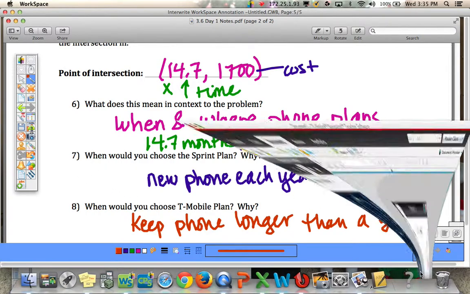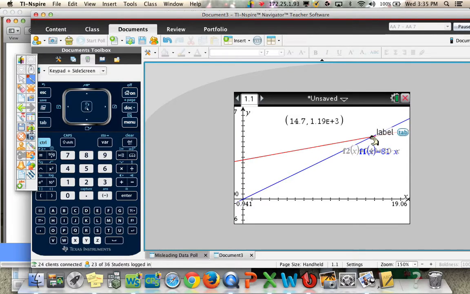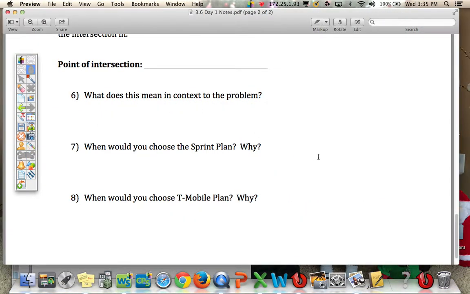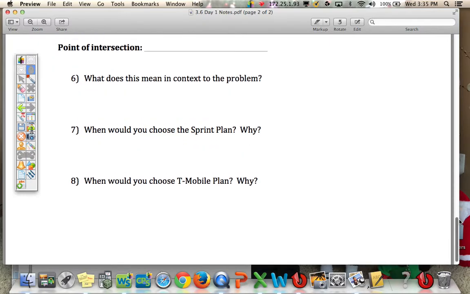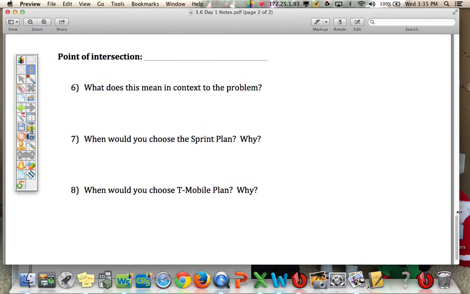But according to just the equations, at 14.7 months, the Sprint plan becomes more expensive and the T-Mobile plan becomes cheaper. So that's how you can use your graphing calculator to find a point of intersection. Tomorrow we're going to look at a different method, and then the day after that we'll look at yet another method to solve a system.